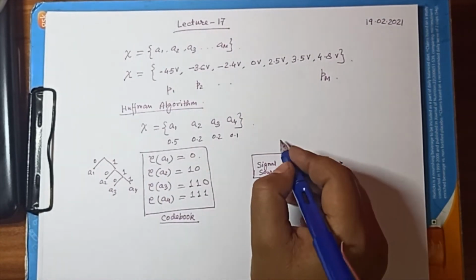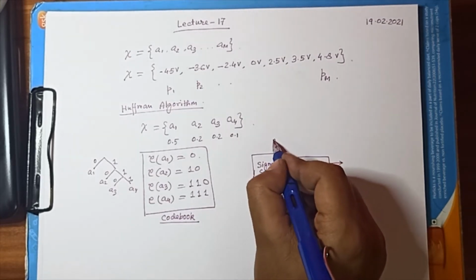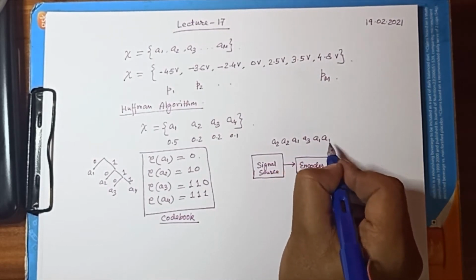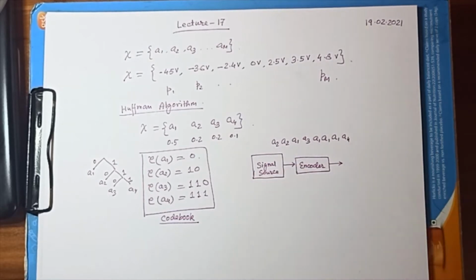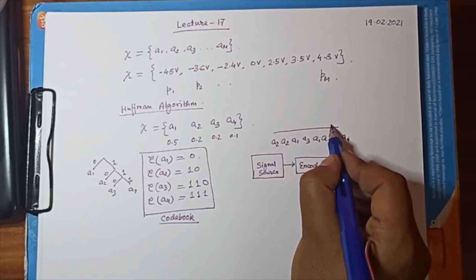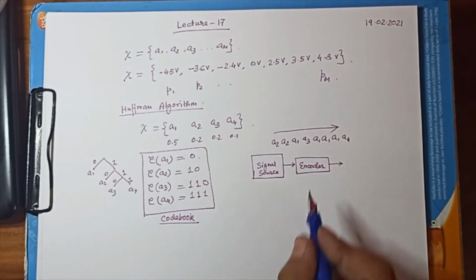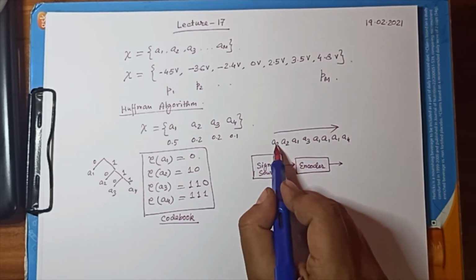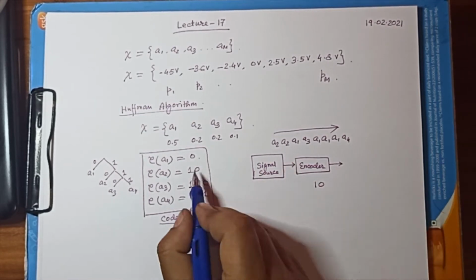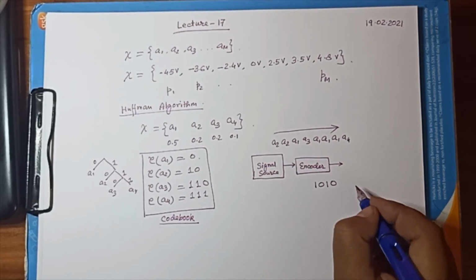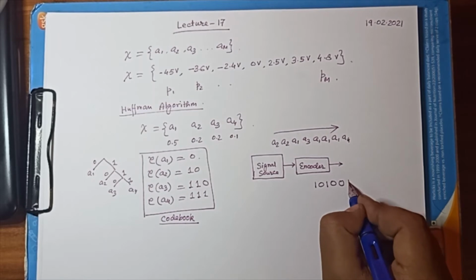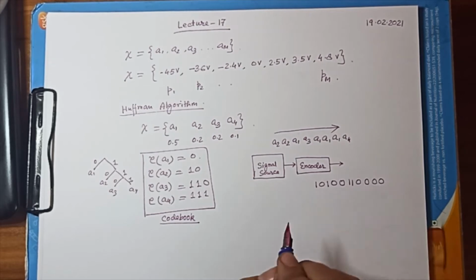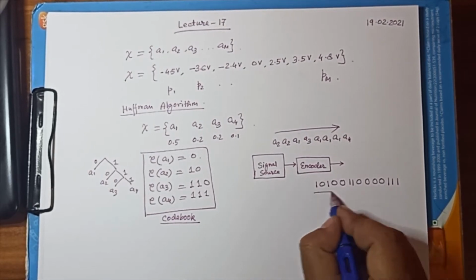Suppose the signal source is emitting some values like, say, A2, A2, A1, A3, A1, A1, A1, A4, etc. If that is the sequence of values coming out of the signal source after quantization, the encoder will assign the corresponding bits based on this code book. So the bit sequence will be: for A2 it will be 10, for A2 again 10, for A1 it will be 0, for A3 it will be 110, for A1 0, for A1 0, for A1 0, for A4 it will be 111. This sequence will come out of the encoder.